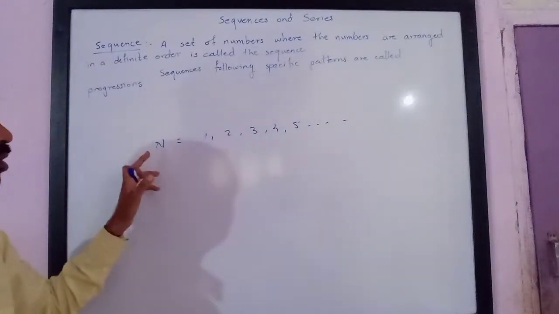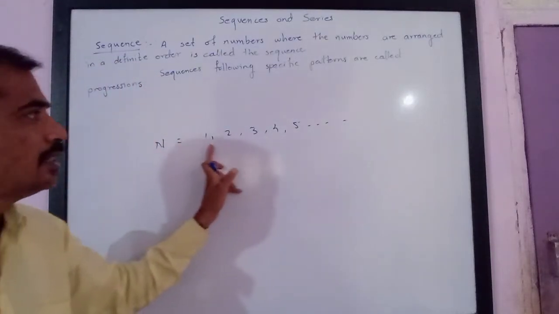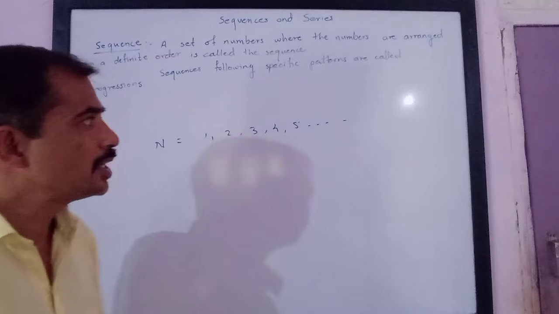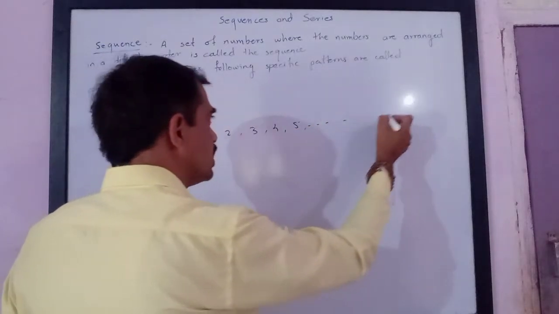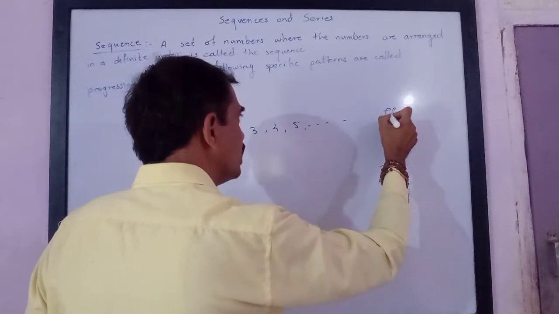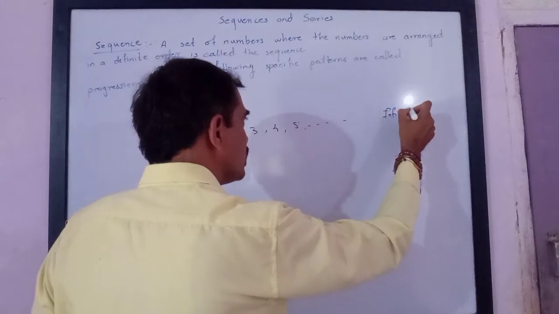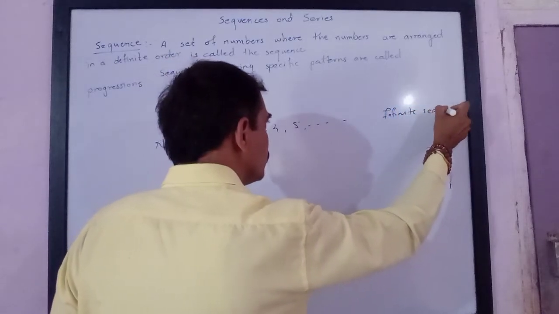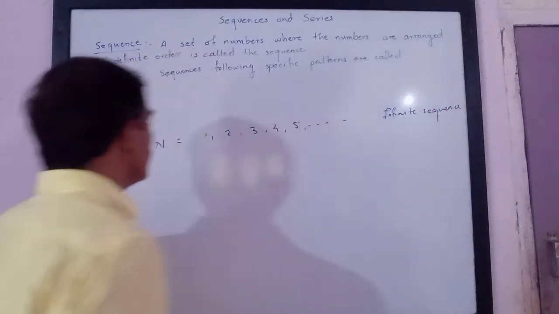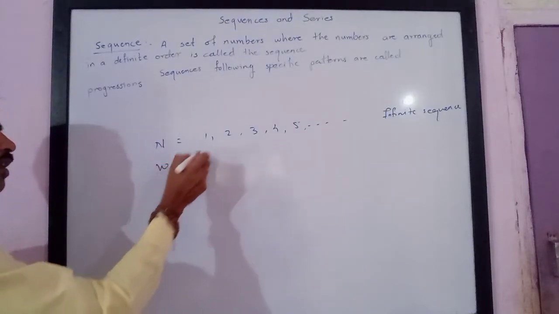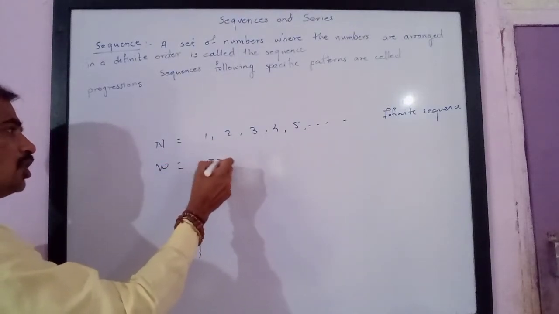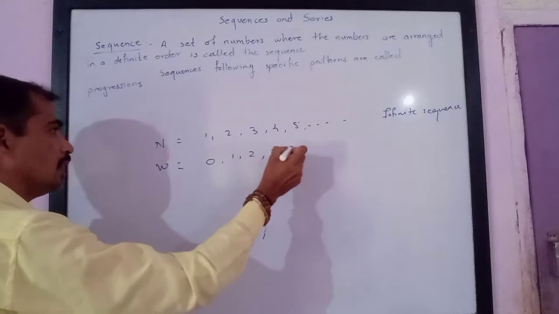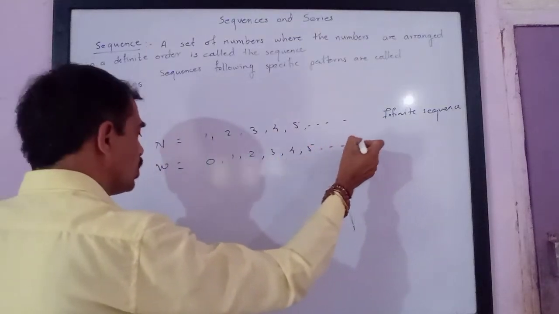Please try to understand. We normally denote it by N. It is called the sequence of natural numbers, and this dot dot dot indicates that this is an infinite sequence. If you take the whole number sequence, we have already studied this: 0, 1, 2, 3, 4, 5 and so on.